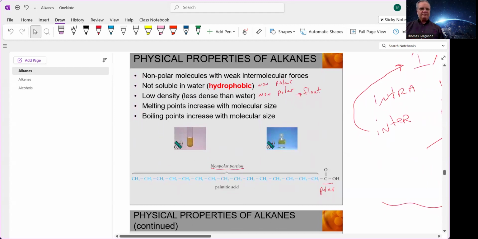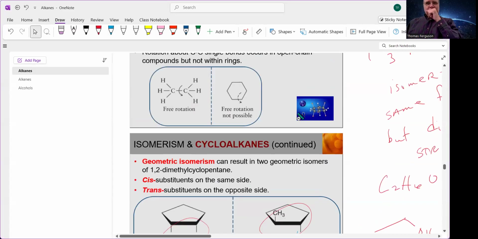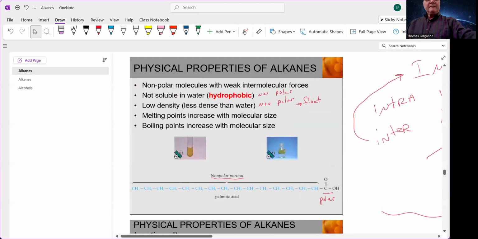All right, physical property. First of all, let's back up here. Are there any questions about naming? Okay, your dry lab number 1 has got a lot of naming practice in it. Dry lab number 2 has got naming and reactions.